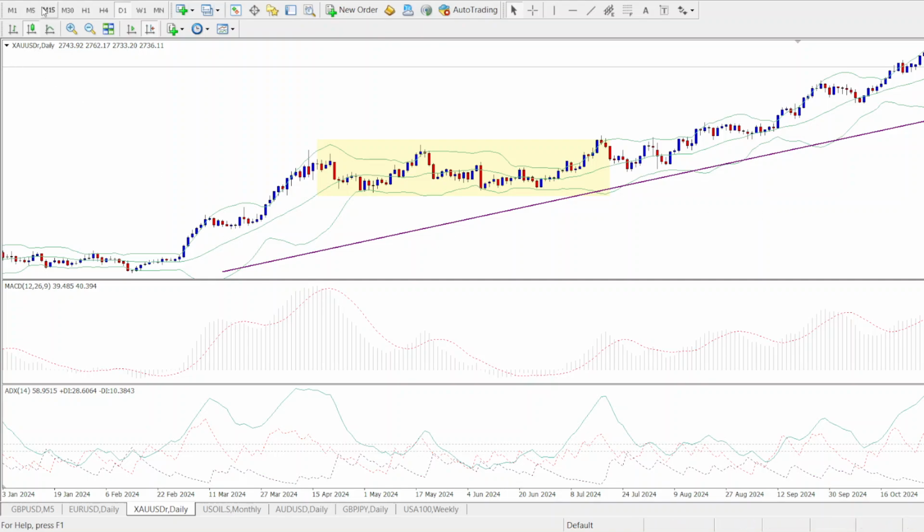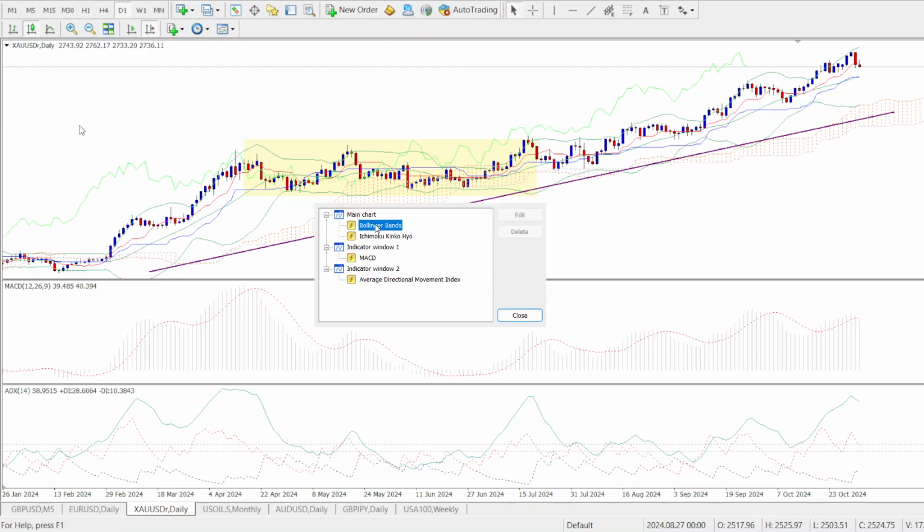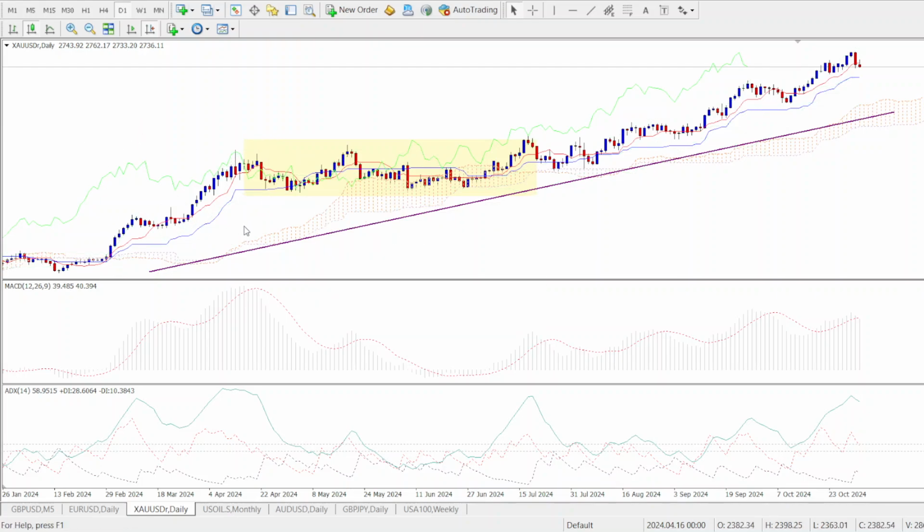All right. Now, the fifth indicator we are going to be looking at is none other than the Ichimoku Kinko Hyo. Now I'm just going to remove the Bollinger Bands in order for us to see the Ichimoku properly. Okay. All right. Now we have the Ichimoku clouds. Specifically, we are going to be focusing on the Kumo cloud in this Ichimoku indicator.